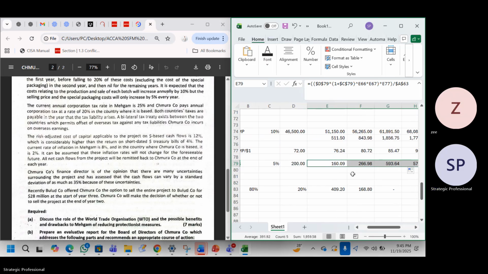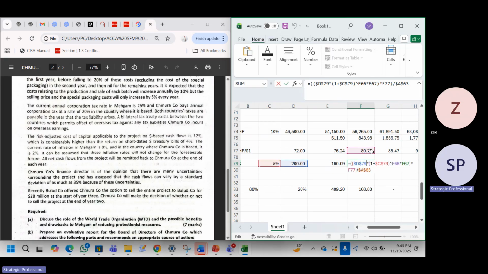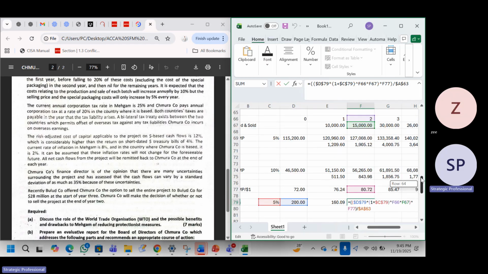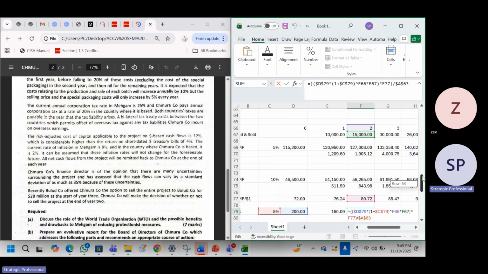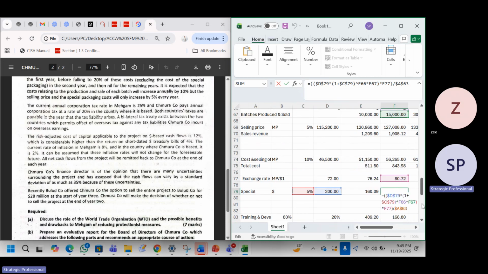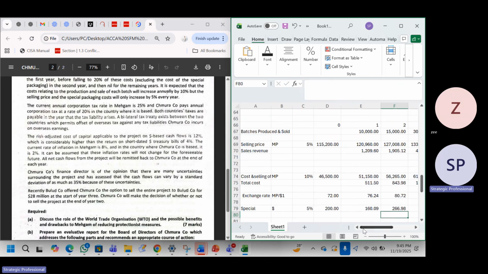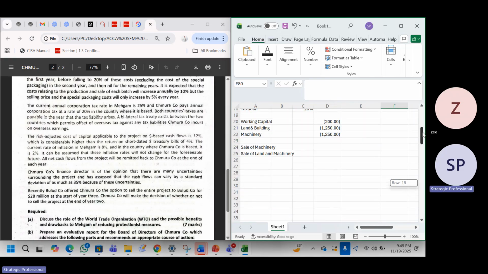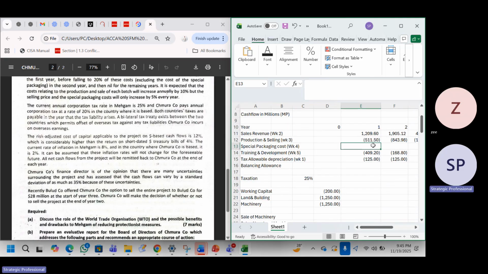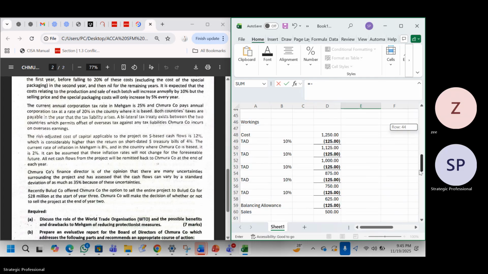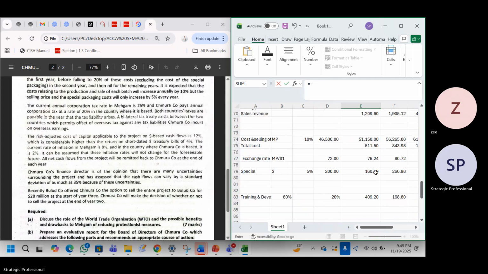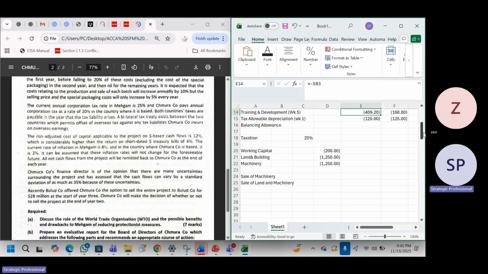So I think we should be fine. So this one is 5%, 200, yes. 80, this is the exchange rate. We didn't lock the exchange rate, yes. The batch is 15,000 in year two, raised to power year 2. And we locked the 1 million. So that's fine. So every other thing should be fine too. So we come here, we just bring the special packaging. We bring his own cost here.